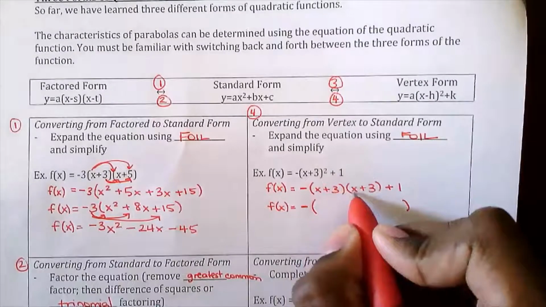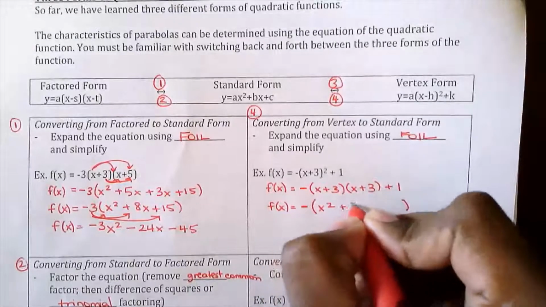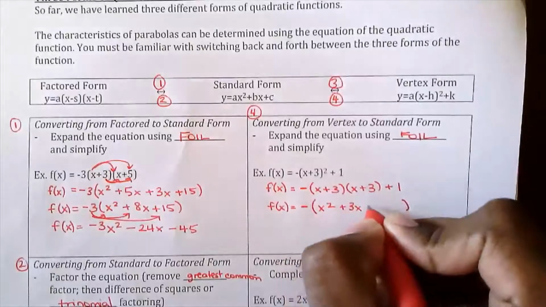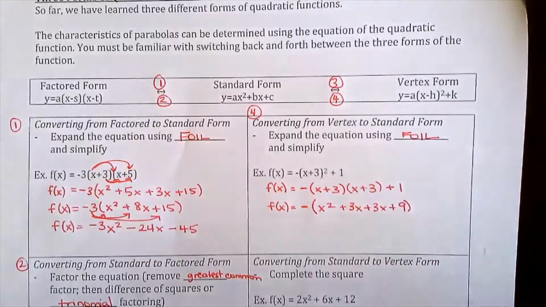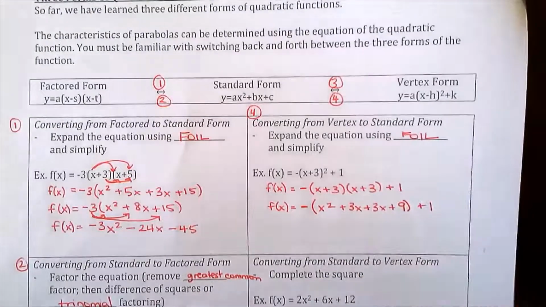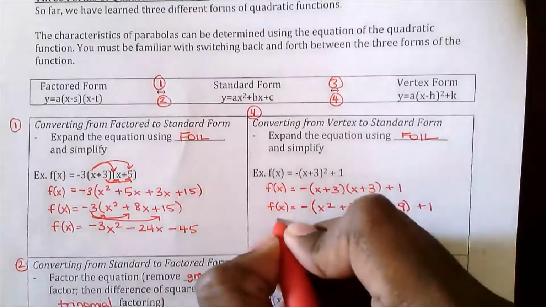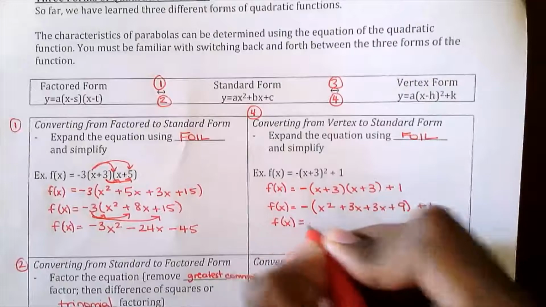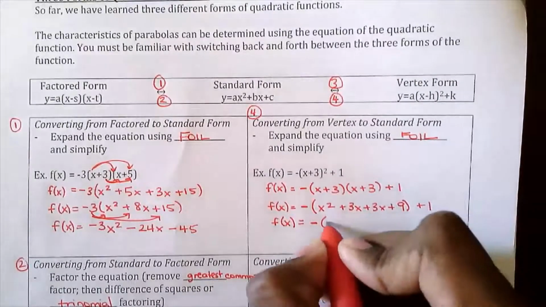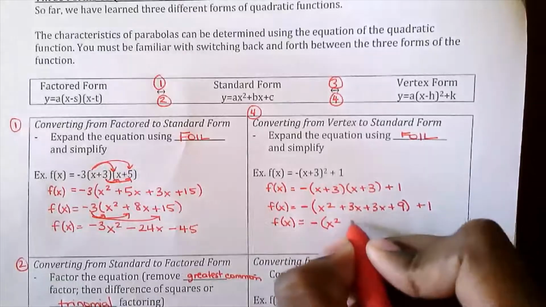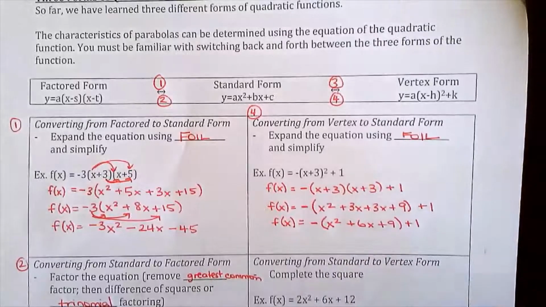So we have x times x, x squared, x times 3, 3x, 3 times x, another 3x, and 3 times 3, 9. Once again, the plus 1 we haven't been affected by it, so we're just going to write it down as is. We can continue to simplify, so inside the bracket, I can collect these 2 terms, which leaves me with x squared, 3x plus 3x, 6x, plus 9, and a plus 1 off to the side.